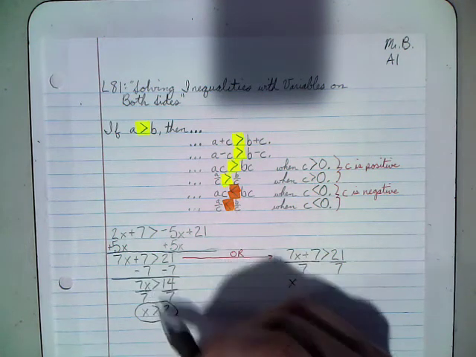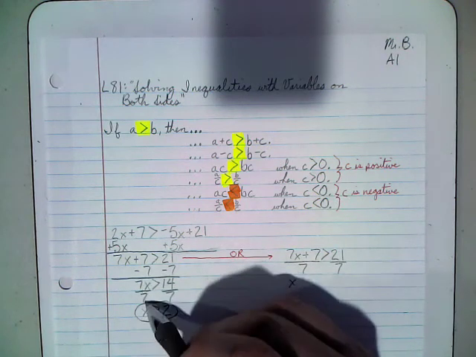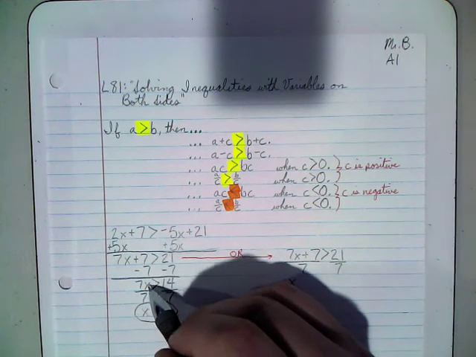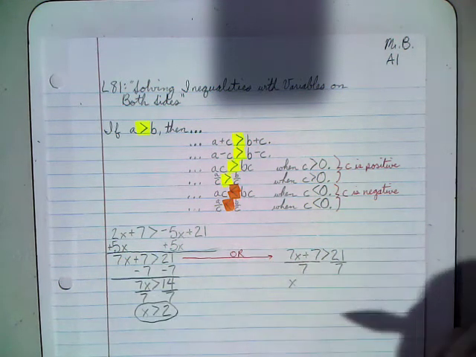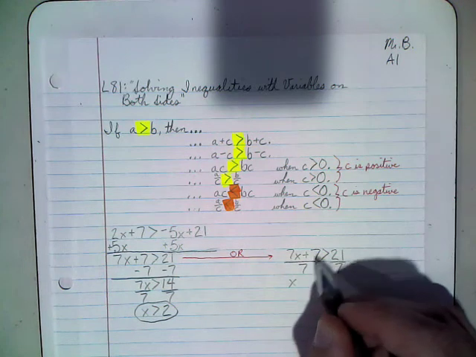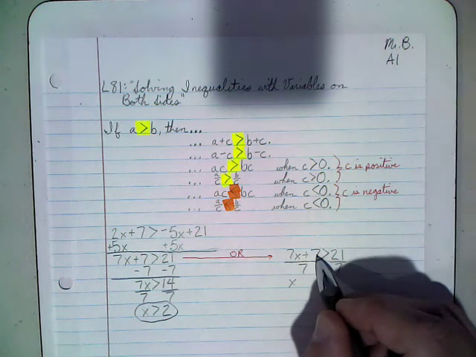Down here, this 7 and that 7 do cancel, but what do they become here? They become 1s. So 1x over 1 is just x. So over here, when I cancel a 7 divided by a 7, these are 1s. So this is going to be a 1.